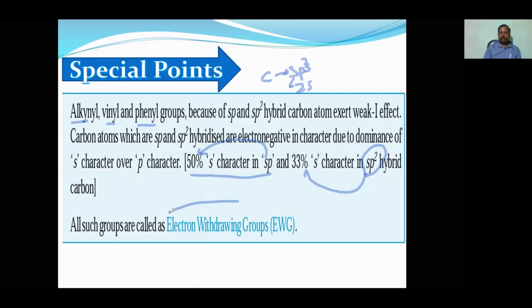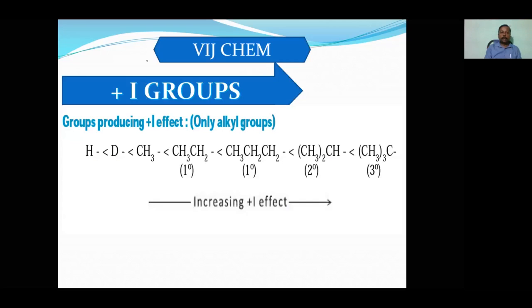So all such groups whose electronegativity is more than hydrogen are called electron withdrawing groups. What are they called? Electron withdrawing groups. Otherwise they will be called electron donating groups. That we will come to know in the next slide. So plus I group. Minus I group: highest is NO2, second highest is CN. Similarly, if you cross check, very simple, alkyl groups only. So it is a 3 degree carbon. Understood? I will write this elaborately so that you can clearly understand.